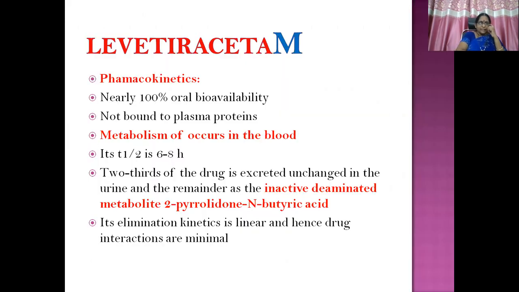Then pharmacokinetics: nearly 100% oral bioavailability, not bound to plasma proteins. Metabolism is specific, it occurs in the blood, not in the liver. Half-life is 6 to 8 hours. Two-thirds of the drug is excreted unchanged in the urine, and the remainder as inactive deaminated metabolite, 2-pyrrolidone butyric acid. You can't remember the metabolites and all these things, so please don't worry about it. The rest of the things you can mention. Elimination kinetics is linear, and hence drug interactions are minimal.